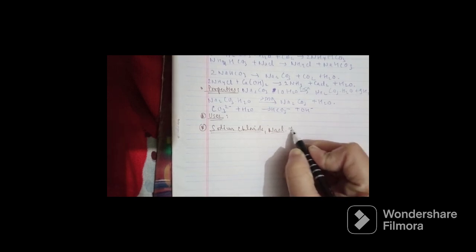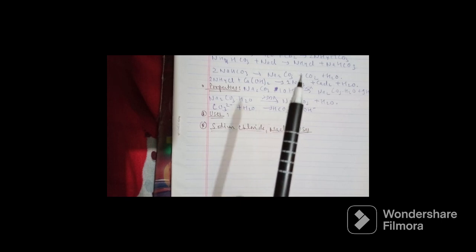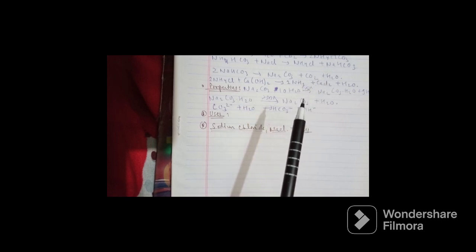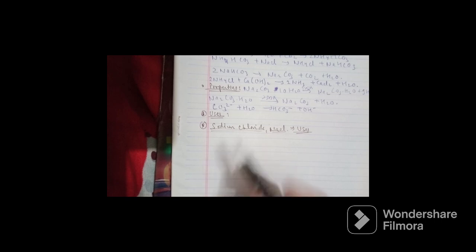Now we discuss the uses of sodium chloride. It is used as common salt or table salt for domestic purposes, and it is used for the preparation of Na2O2, NaOH and Na2CO3 as well. Now we discuss another one, which is sodium hydroxide, the caustic soda, NaOH.